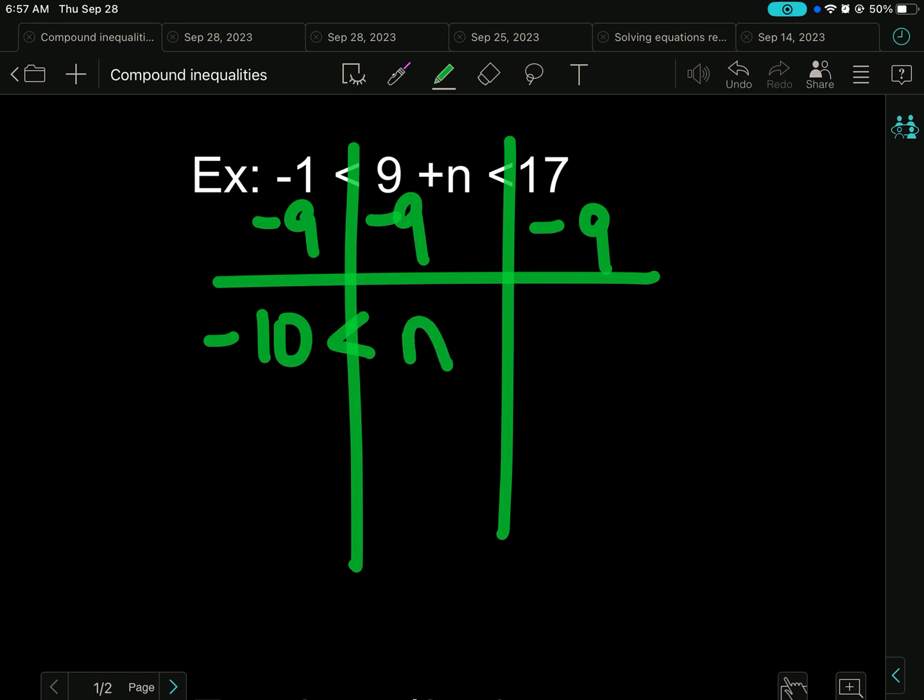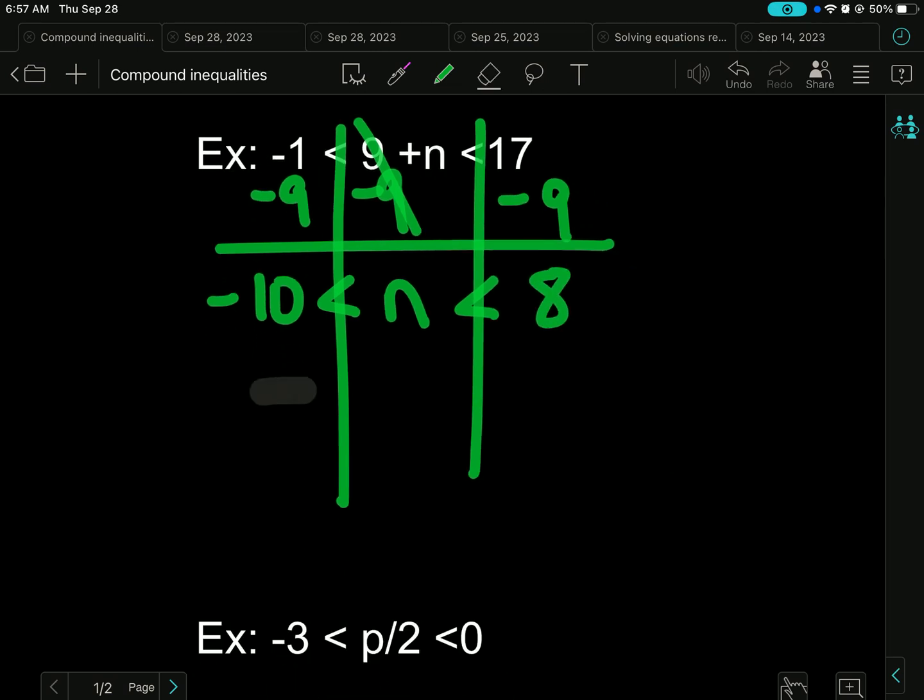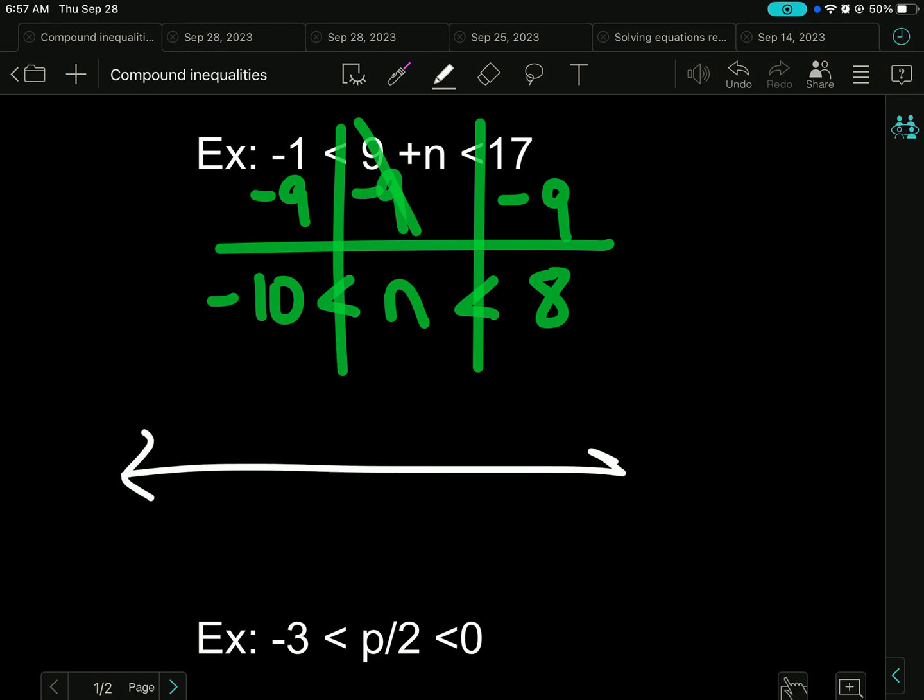My inequality did not change because I did not multiply or divide by a negative. 9 minus 9 is 0. 17 minus 9 would give me 8. And now n is by itself, so I can graph it, okay? Now the graphing is just slightly different too, but nothing too challenging for us.